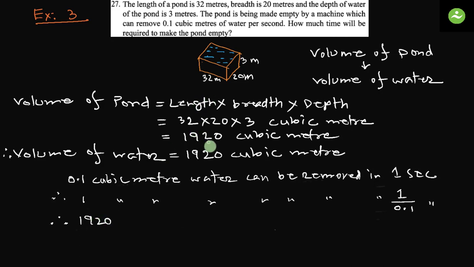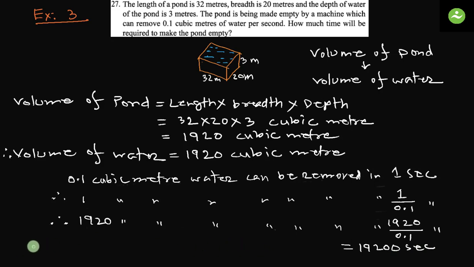Therefore, the volume of water was 1920 cubic meter. Water can be removed in 1920 divided by 0.1 second. If we multiply the numerator and denominator by 10, we get 19200 second.